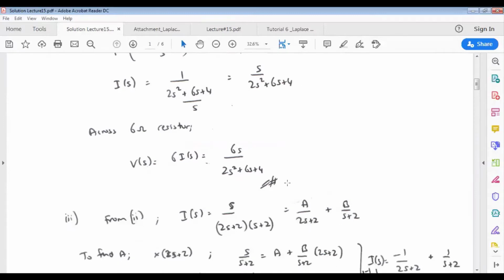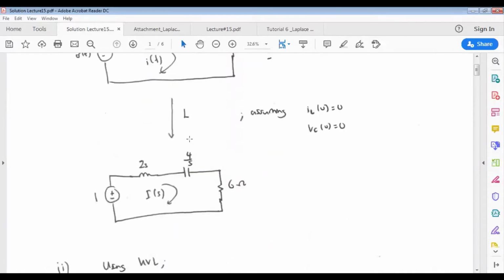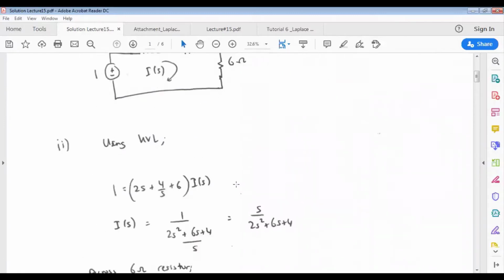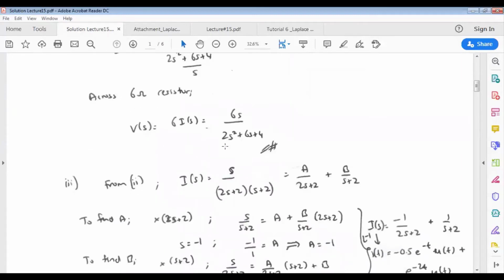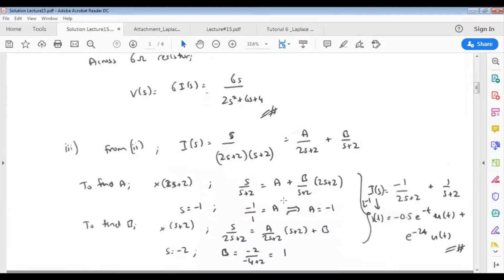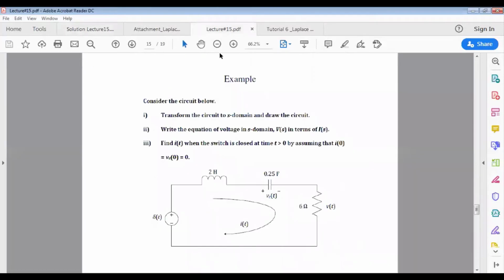So number 1, we managed to sketch the circuit transform. Number 2, we wrote the Vs in terms of the Is, which is the voltage across the resistor. And number 3 is to find the IT, which is to take the inverse Laplace transform.